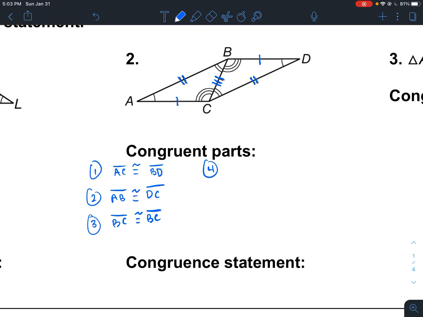Now let's try looking at the angles. So this angle A is congruent and corresponds with angle D. So angle A is congruent with angle D. Number 5, so B, which corresponds with angle C over here, so angle B.